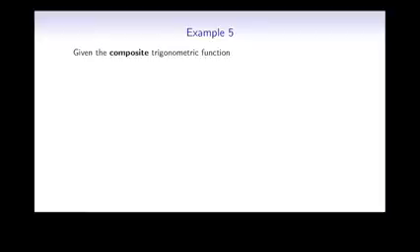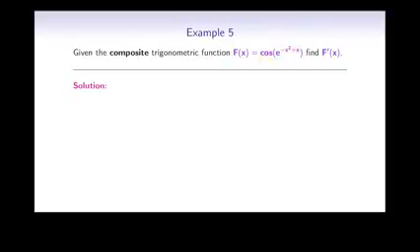Let's look at one last example. Given the composite trigonometric function F of x is the cosine of e to the power negative x squared plus x, find F prime of x. Notice here that the function F of x is a composition of three functions: cosine of x, e to the x, and negative x squared plus x. Here's the solution.